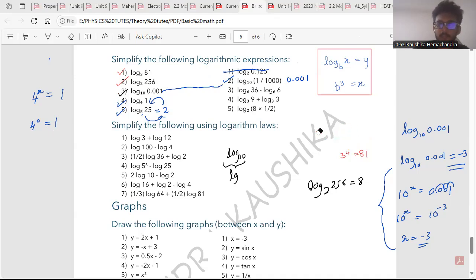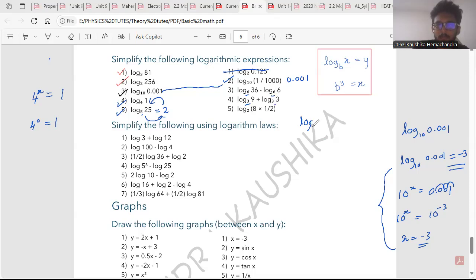Then when we come to the addition and subtraction of logarithms, their bases should be the same, right? You can't add them otherwise. Here it's 6, here it's 3. They should be the same. If it's 10, it's 10.